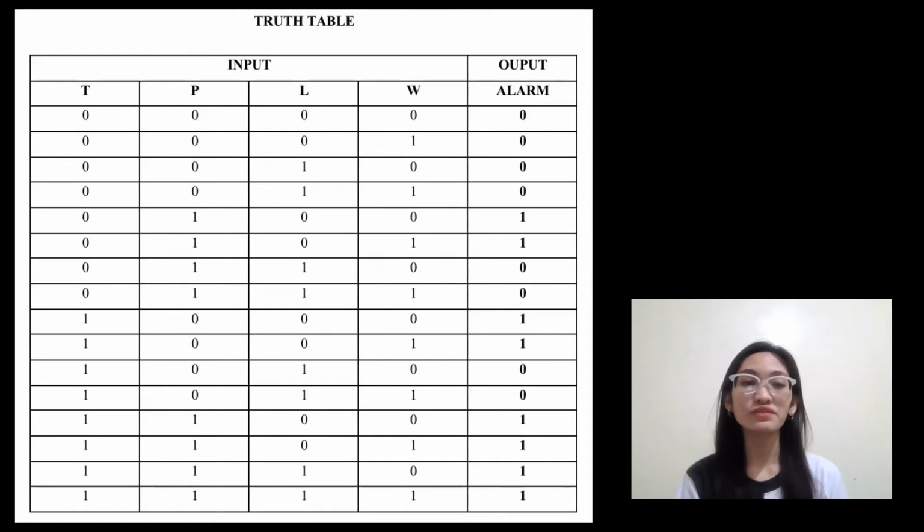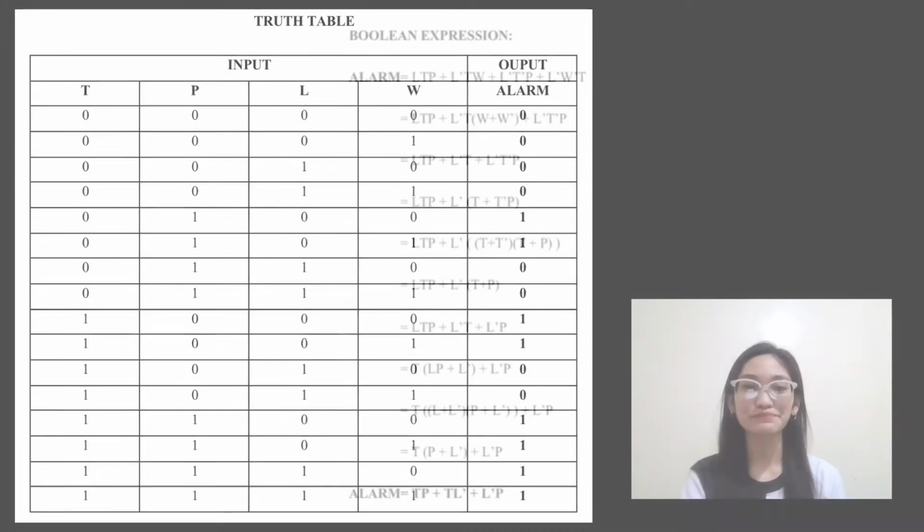This is a truth table constructed from the given conditions of the chosen problem. Using this table, we have solved the logical expressions using Boolean laws and algebra, and finally arrived at the most simplified Boolean expression as shown on the screen.